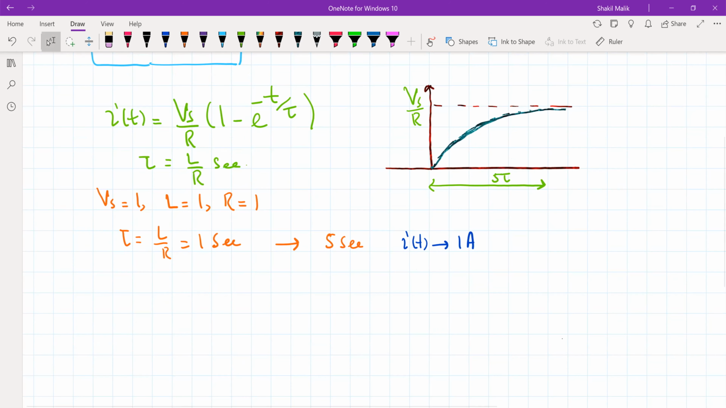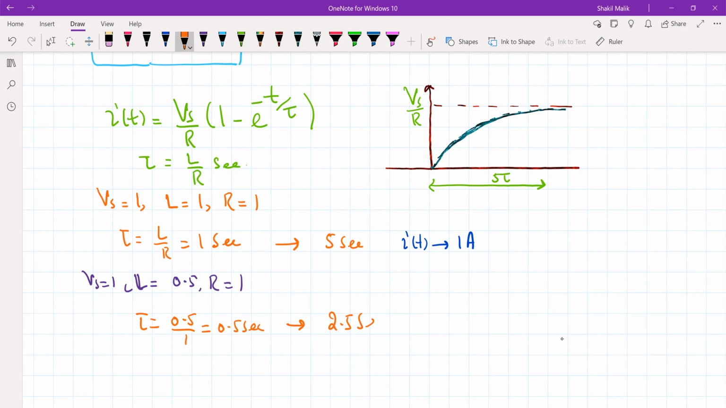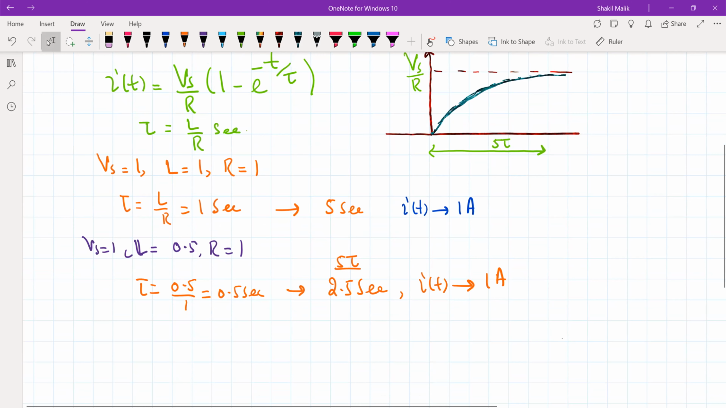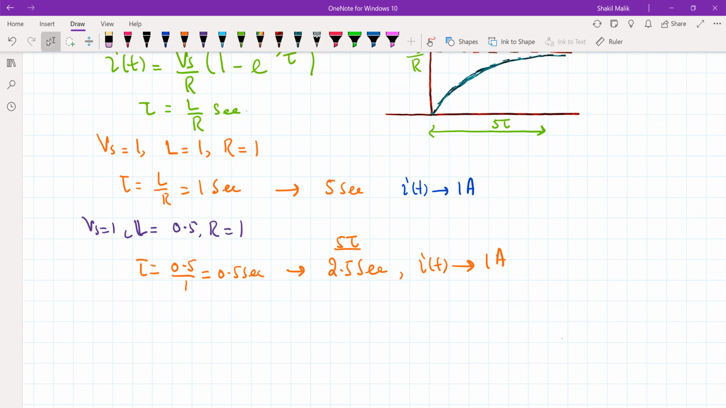Now, in the same way, if I say L is now 0.5, R is 1, and Vs is again equal to 1. What will be the time constant here? The time constant will be simply 0.5 divided by 1, that is 0.5 seconds. So that means 5 tau will be equal to 2.5 seconds, and in 2.5 seconds i(t) should rise to 1 ampere. This is the concept of the time constant. We say in 5 time constants, the inductor current rises to the final value. I hope you have got that.